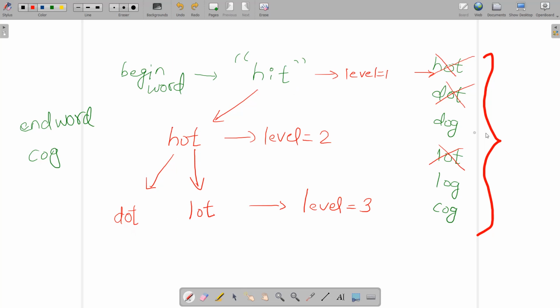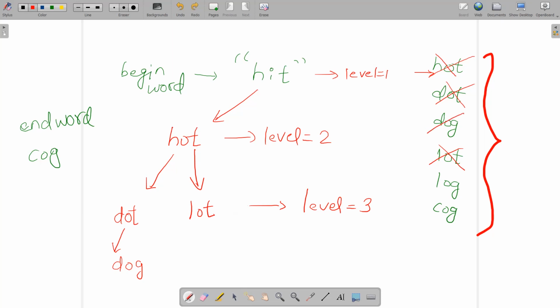Can we move from DOT to DOG? Yes, we can move, because the only character that differed is G, that is the third one. Can we move from DOT to LOG? No, we cannot move. Can we move from DOT to COG? No, we cannot move. Can we move from LOT?